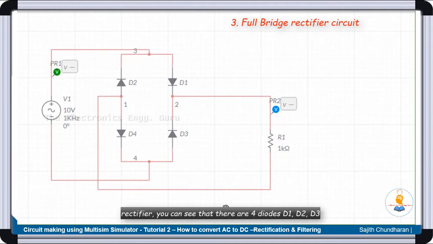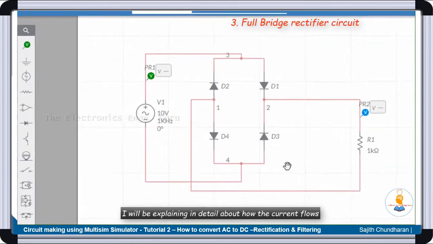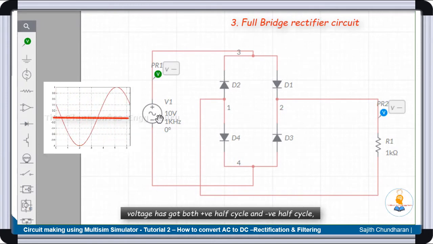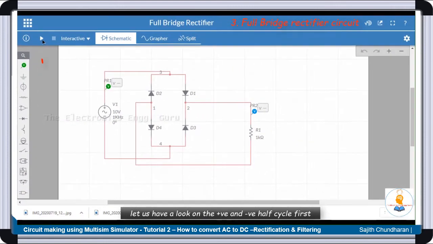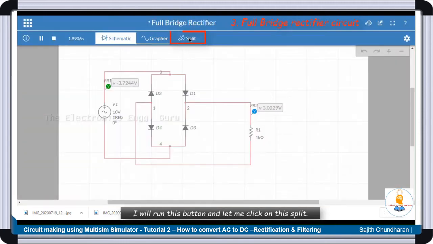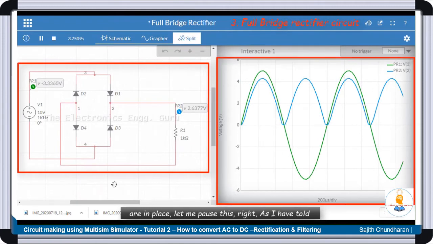You can see that there are 4 diodes, D1, D2, D3 and D4. 4 diodes are used for this full bridge rectifier. I will be explaining in detail about how the current flows from the source to the load resistor. As we already know that this is an AC supply voltage, and this AC supply voltage has got both a positive half cycle and a negative half cycle. Let us have a look at the positive and negative half cycle first. I will run this button and let me click on this split, so you can see that the schematic and the waveforms are in place.